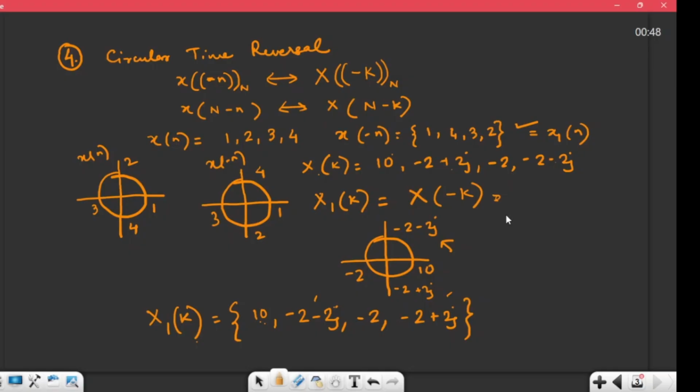Now, with this, we will conclude part 1 of your DFT properties. We will continue the other DFT properties in part 2 of the DFT properties.